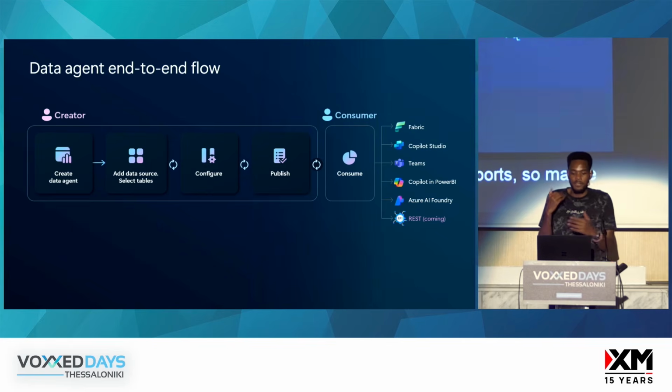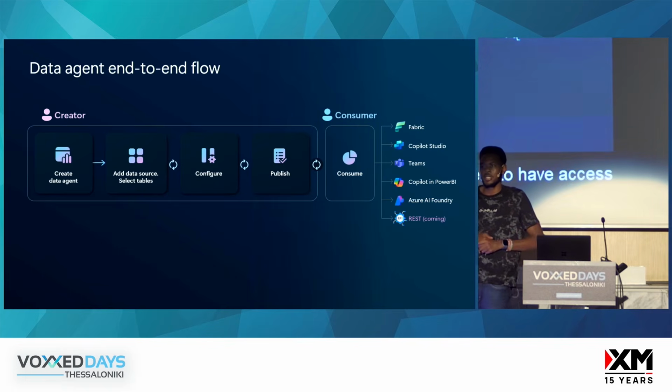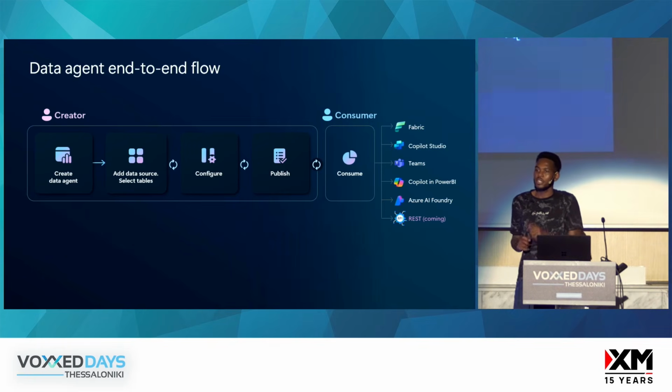You configure all the different tables that you actually want your data agent to have access to. Then from there, you start the configuration process. Now, what does the configuration process include? The configuration process is going to include you setting custom instructions.